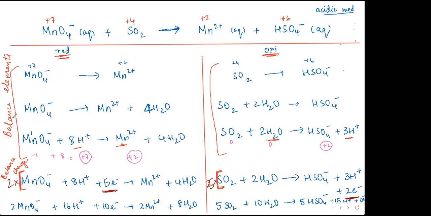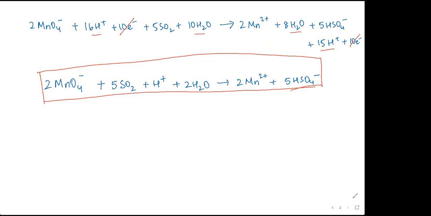So first balance the elements, then balance the charge by adding electrons on the LHS or RHS. And then when you're adding both the half reactions, manipulate them so that the loss of electrons is equal to the gain of electrons. So the number of electrons on the LHS should be equal to the number of electrons on the RHS. So these are your three main milestones.